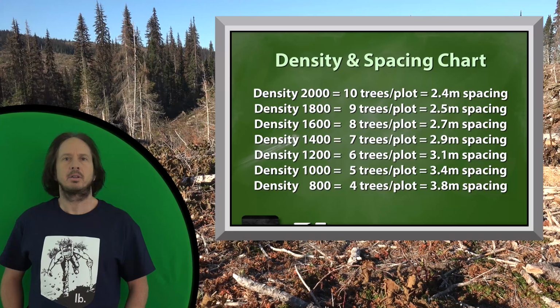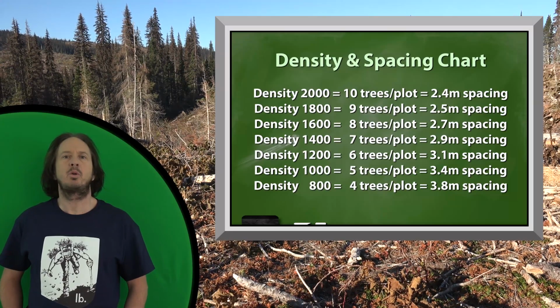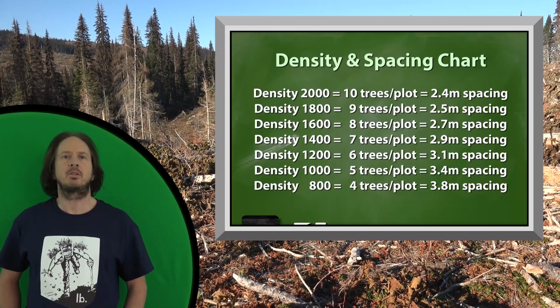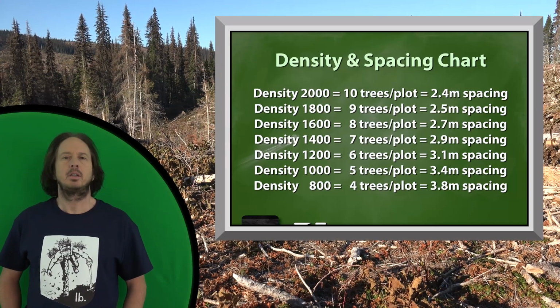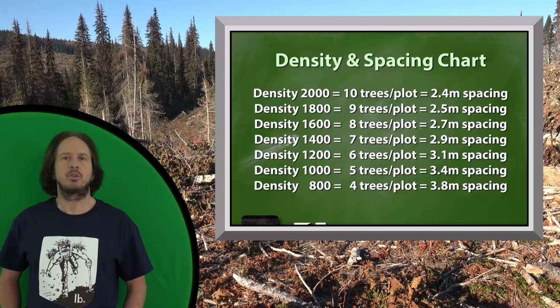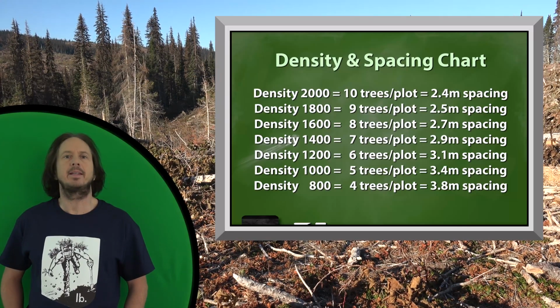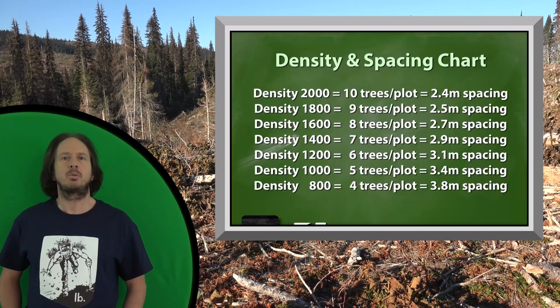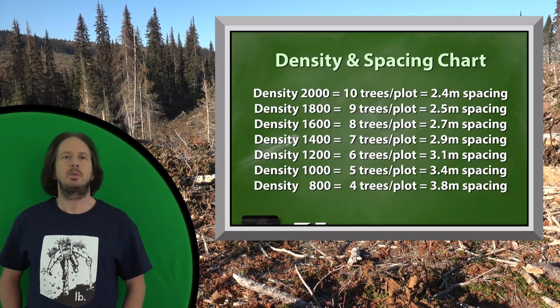1,200 stems per hectare, 6 trees per plot, 3.1 meter average spacing. 1,000 stems per hectare, 5 trees per plot, 3.4 meters average spacing. And finally, 800 stems per hectare, 4 trees per plot, is 3.8 meters average spacing between trees.